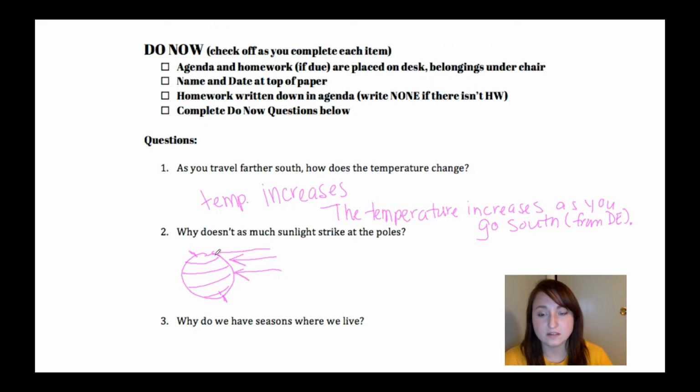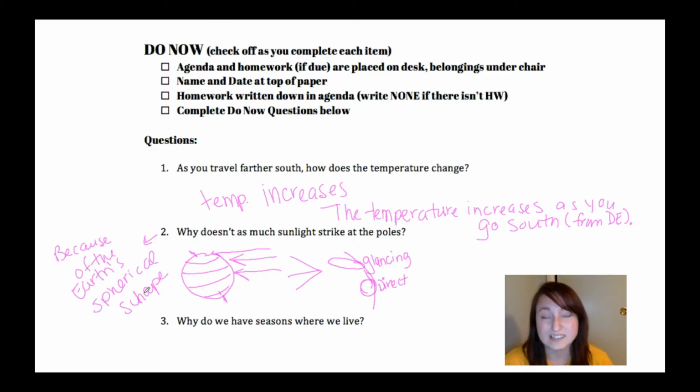As they hit this part of the globe, if we take a closer view of this, it's like a flashlight being shown over a larger area here, versus at the poles, you get the direct sunlight. So this is direct, and this is glancing is what this is called. And so when we have direct sunlight hitting the center or the fattest part of the Earth, that's going to give us more sunlight. So because of the curve of the Earth, our answer for this one would be because of the Earth's spherical shape.